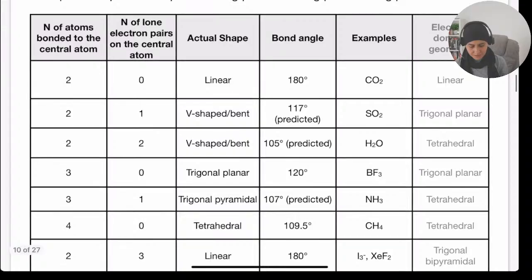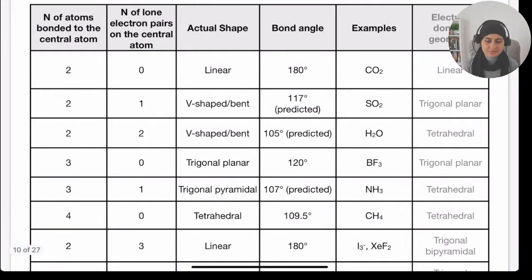With this table we will be identifying the shapes of the molecules. How does it work? To find out the shape of the molecule, we need to draw the Lewis structure, just as I explained and we practiced. From the Lewis structure, we would know the number of atoms bonded to the central atom and the number of lone pairs, and then you just pick the correct line.